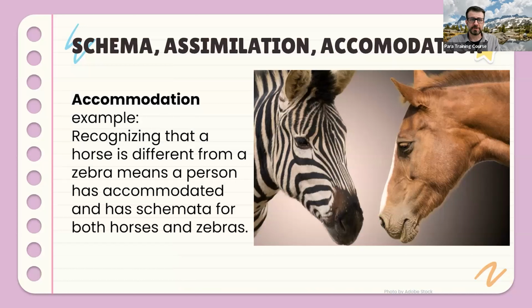Here's an example of accommodation. Recognizing that a horse is different from a zebra. I mean, they look pretty similar, don't they? This means that a person has accommodated and has schemata for both horses and zebras. So now we're not calling them doggies. We're not calling them all horses, even though their category is very similar. This is accommodation.